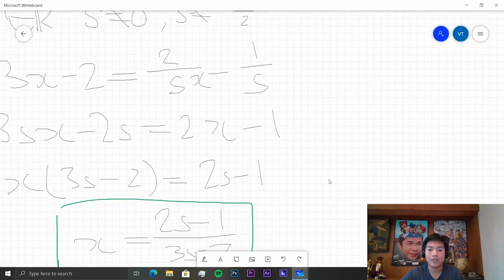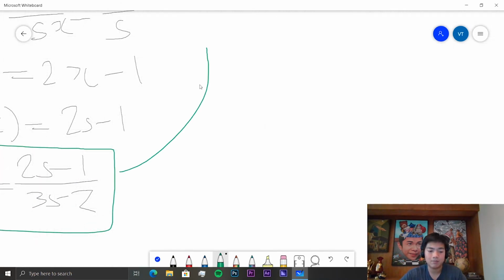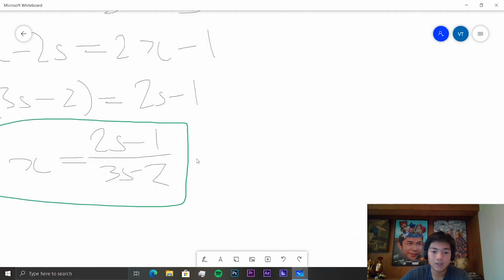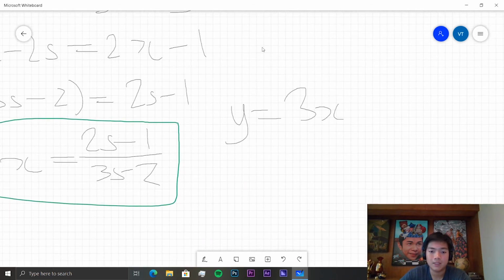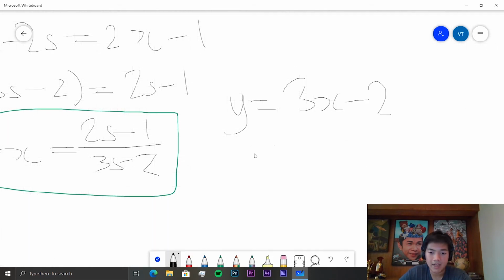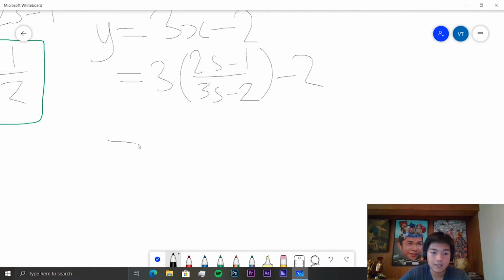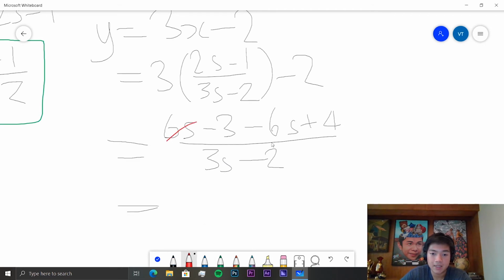Now we need to solve for y in terms of s, and we can do that by substituting this back into one of the original equations. So we know that y is equal to 3x minus 2. So we have this equal to 3 times 2s minus 1 over 3s minus 2, minus 2. If we expand this, this is equal to 6s minus 3, and then let's put this into the fraction. So that would be minus 6s plus 4 over 3s minus 2. And if we cancel these out, we are left with 1 over 3s minus 2.